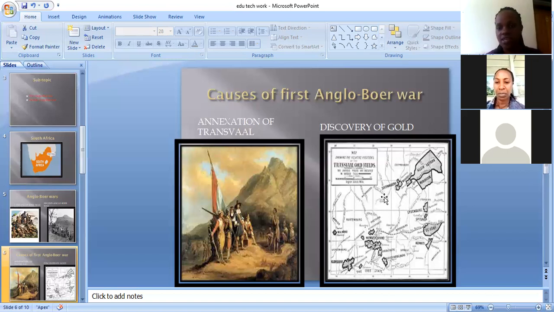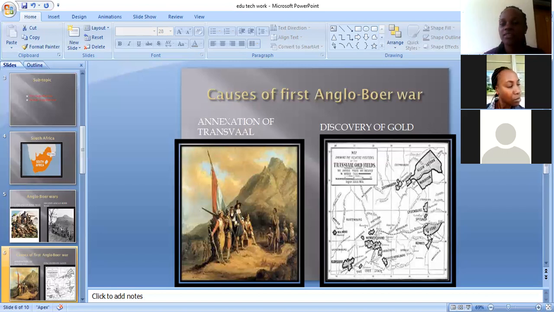And as you can see in the diagram there, I think Amos can answer this question. Amos, tell us what you can see in the diagram with the title Discovery of Gold. Yes, Madam, Amos has said this. Okay, Amos has said that he's seeing the words Transvaal gold fields.